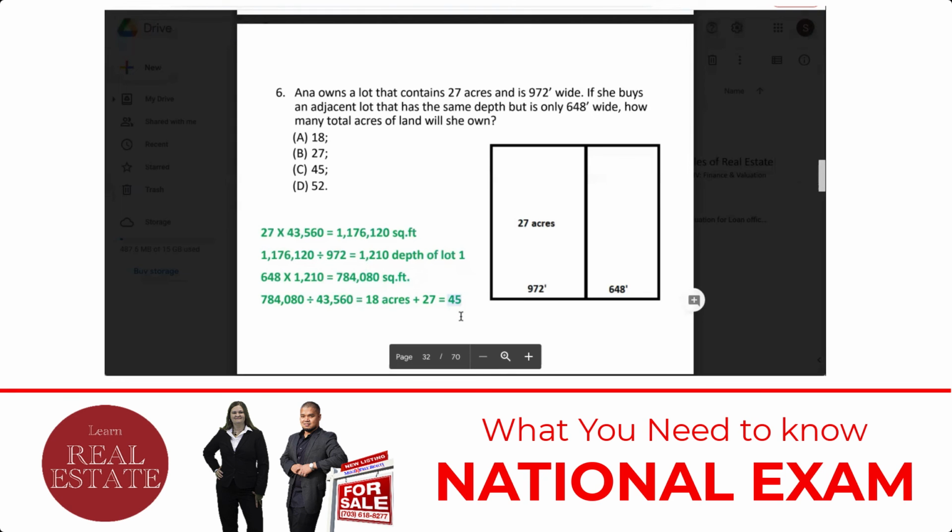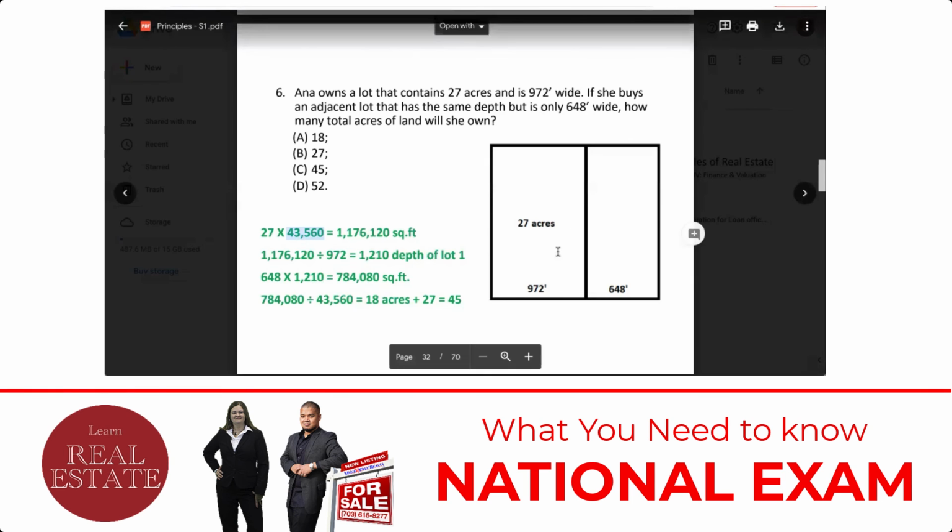Does everybody follow along with me? I would never have been able to calculate that if I didn't know 43,560. So you're going to need to know that.